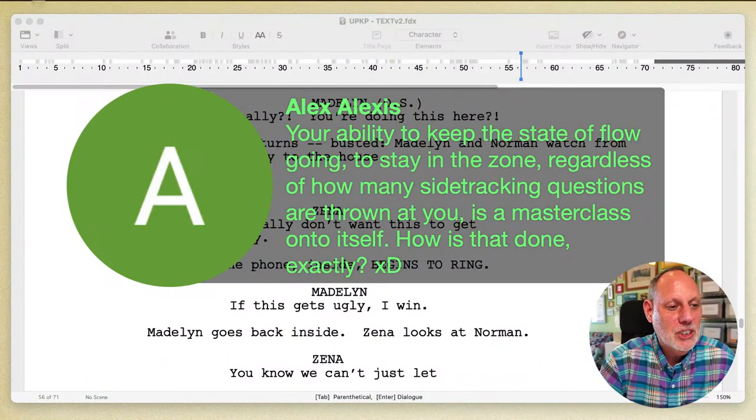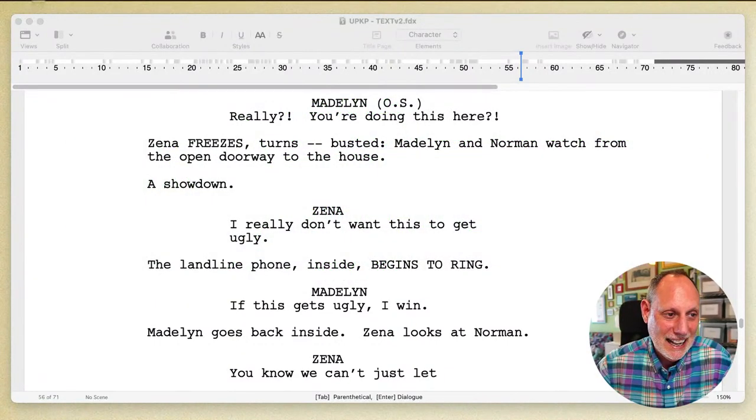Your ability to keep the state of flow going, to stay in the zone, regardless of how many sidetracking questions are thrown at you, is a masterclass unto itself. How is that done exactly? I will tell you, because that is actually kind of my point. The thing I am trying to show you is the process of the flow, and the whole reason that I decided to do this weird thing of writing and talking in public while I'm writing is because in the 30 or more, 40 years that I spent trying to learn how to write at all, I had to kind of talk to myself.